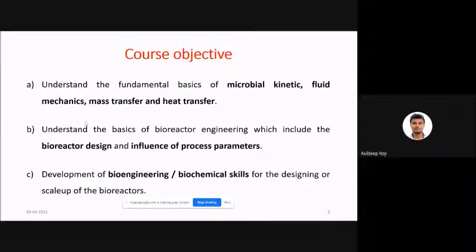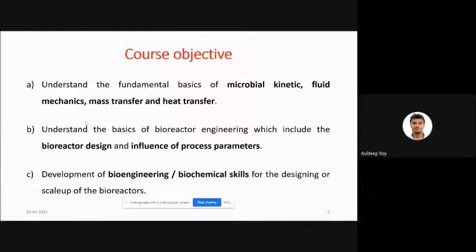Now the second objective is to understand the basics of bioreactor engineering, which includes the bioreactor design and the influence of the process parameters. In this, we will discuss how we can design our reactor, meaning how many components there will be and how they relate to the designing part of the bioreactor. I will discuss all these things and how the fundamentals relate to the designing part also.